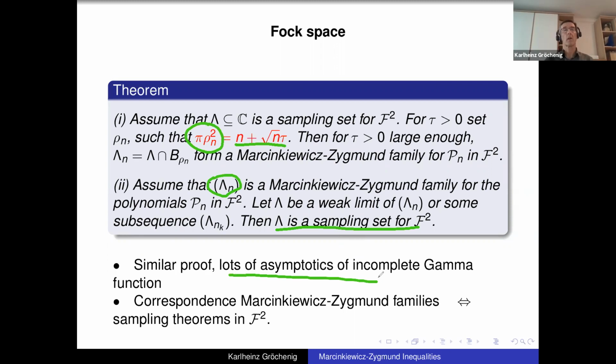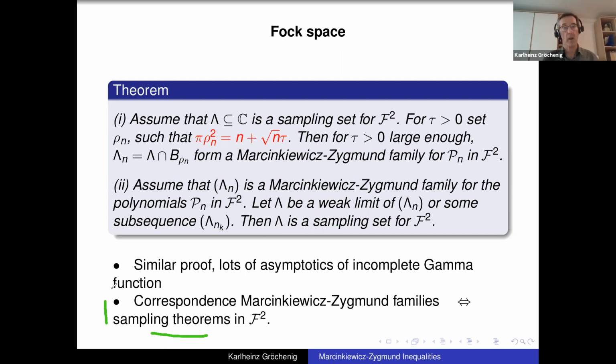What is different and what caused us a lot of headache is the study of the asymptotics for the incomplete gamma function. It's a very interesting special function, and I think Tricomi called it the Cinderella of all special functions. It occurs in so many applications, and the asymptotics is rather subtle. So to summarize this chapter, again, we see a close relation between Marcinkiewicz-Zygmund families for polynomials in Fock space and sampling theorems in Fock space. Again, I should say the problem is already solved.